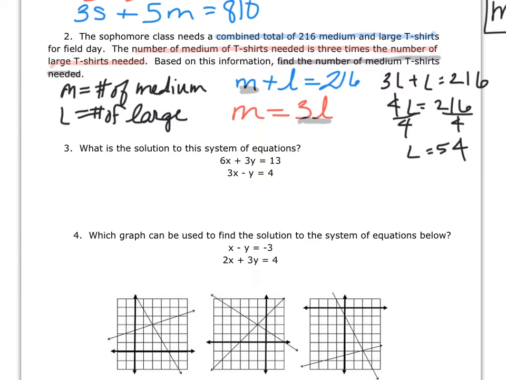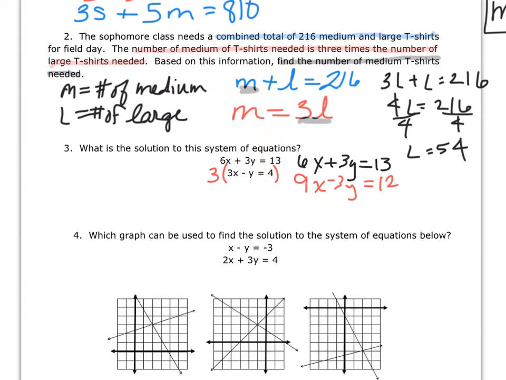So what do y'all want to eliminate, the x's or the y's? Ooh, y's because one's positive, one's negative, right? But what do I need to multiply that second equation by? By 3. So if I multiply the second equation by 3 first, so I'm going to keep the first equation. I have 6x plus 3y equals 13. And I'm going to multiply the second equation. So 3 times 3x is 9x. 3 times negative y is minus 3y equals 3 times 4 is 12.